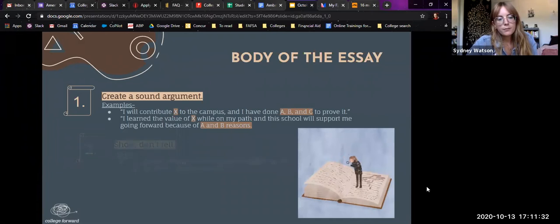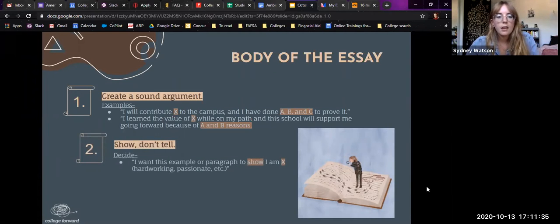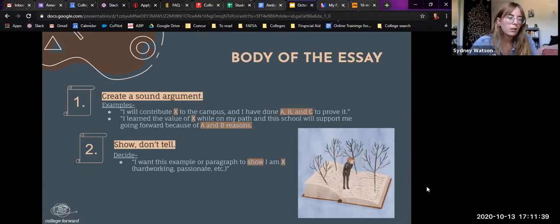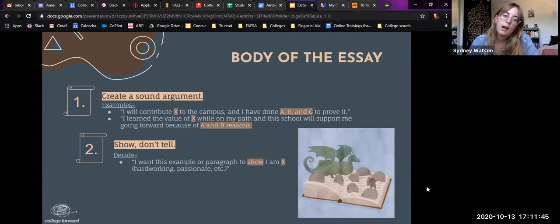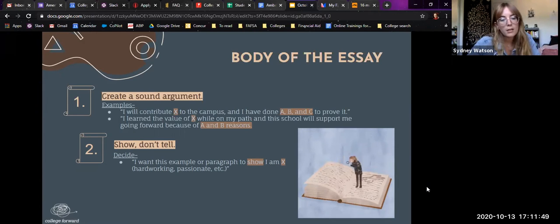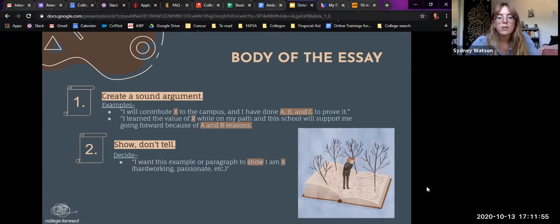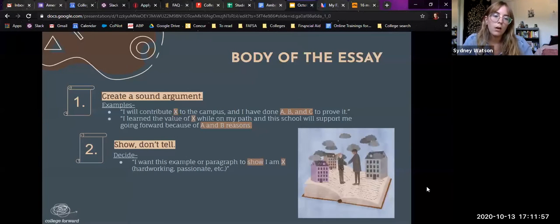Second, you want to show and not tell. Create imagery in your writing and say something like, I want this example or paragraph to show that I am blank, adjectives. Some of them could be hardworking, passionate, funny, things like that. You don't want to just list facts about yourself. You want to show them how you are hardworking or passionate.